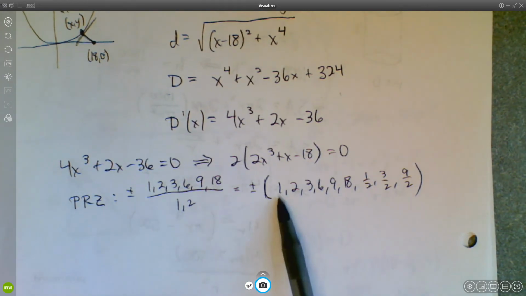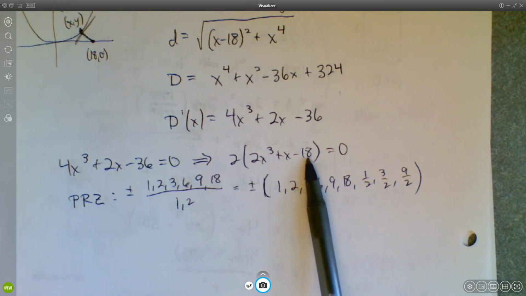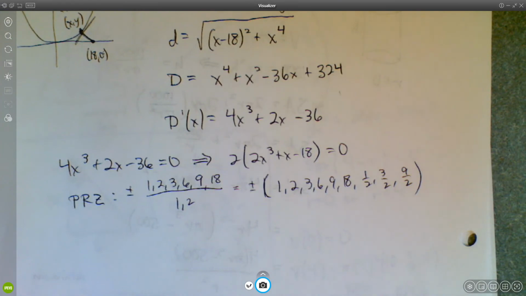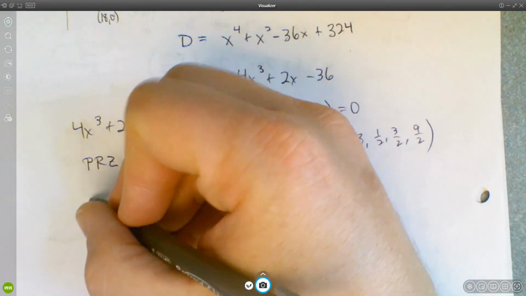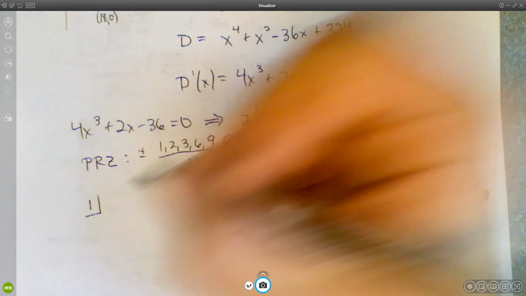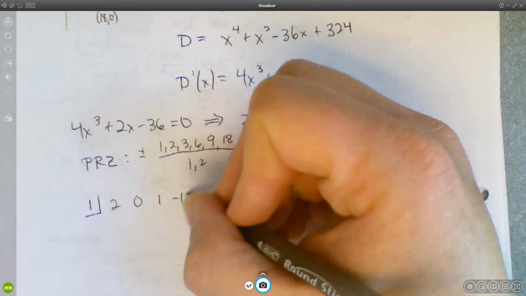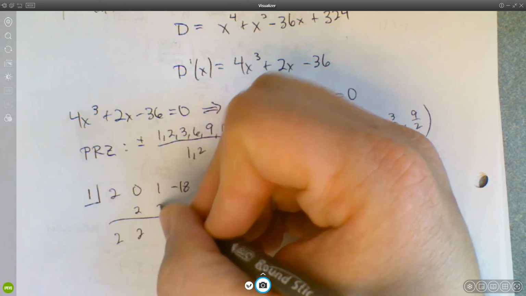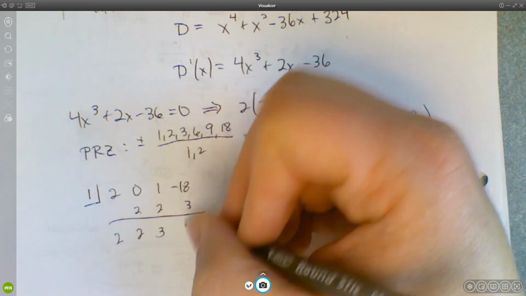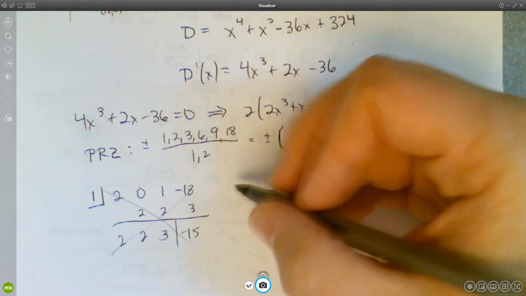You can test them by either plugging them into the polynomial and seeing if you get 0, or by doing synthetic division. We like synthetic division because then that tells us what the leftover is. I'm just going to try all the positive numbers first. So I have 2x cubed, 0x squared, x, and negative 18. Let's see if 1 works. 2, 2, 2, 2, 3, 3 doesn't work, right? So 1 is not a 0. What about 2?